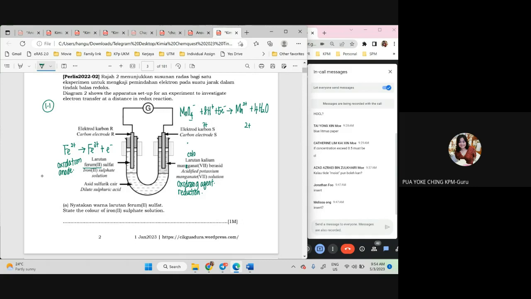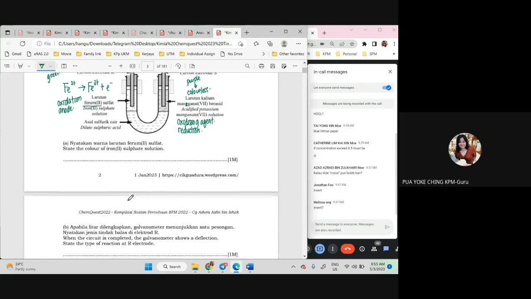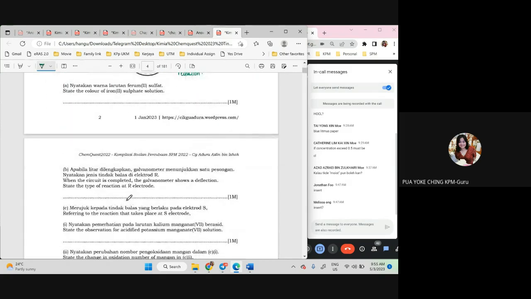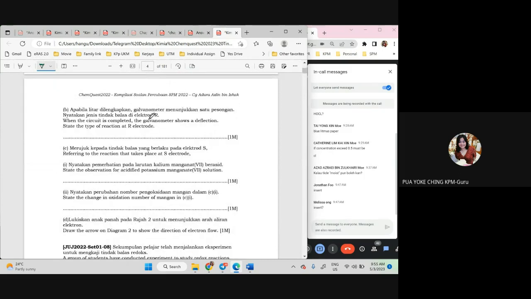Perubahan warna purple turn colorless. Ini green turn brown. The next apa dia akan tanya? Dia akan tanyalah bagaimana electron flow. Label. So buat je macam ni. Okay, dari oxidation ke reduction. Elektron mesti bergerak dari oxidation ke reduction. Okay, so tanya jenis tindak balas, you just oxidation or reductions.